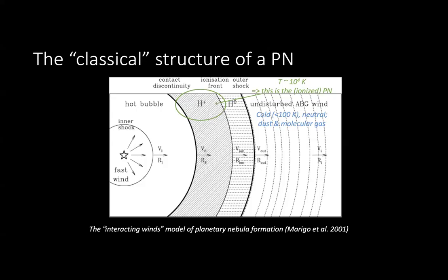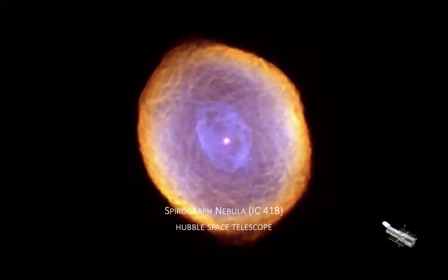So that ultraviolet ionizes the material. You get a planetary nebula where you see this H+, the ionized, mostly hydrogen gas with trace elements mixed in. Here's a beautiful picture of a planetary nebula taken by the Hubble Space Telescope.